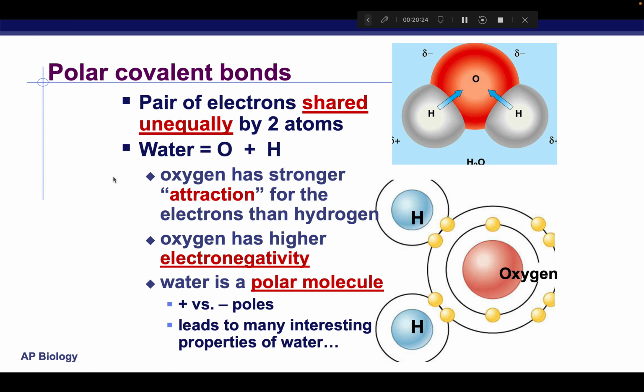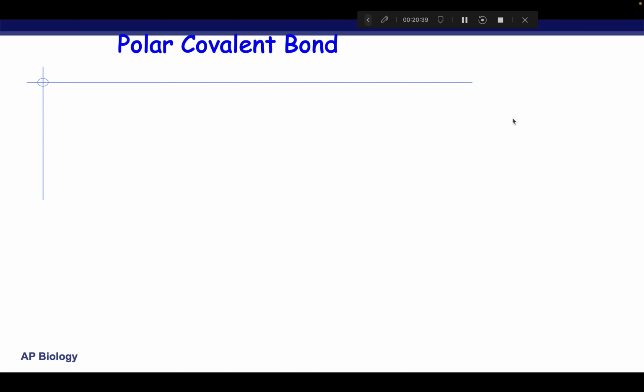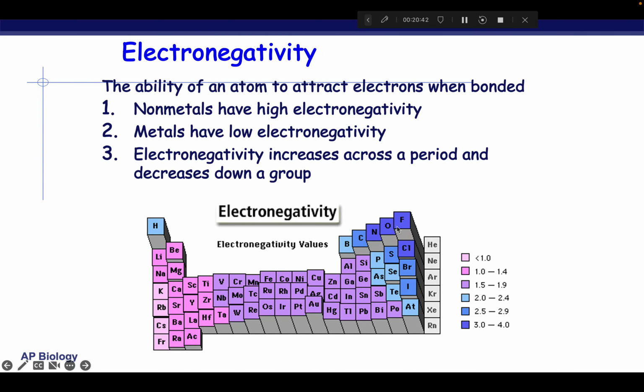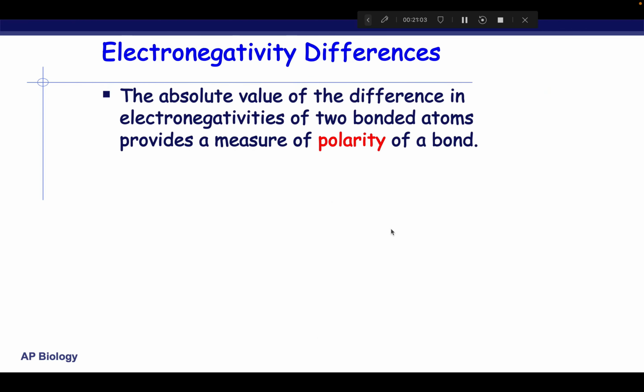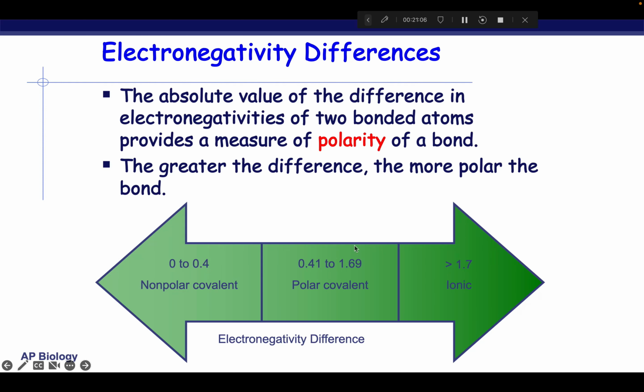So, polar covalent bonds, like we said, are formed by pairs of electrons that are shared unequally between atoms. In a water molecule, there are two hydrogen-oxygen bonds. If we look back at our table of electronegativities, oxygen is between 3 and 4. Actually, it's 3.5. And hydrogen is between 2 and 2.4. It's more of a 2. So the difference between hydrogen and oxygen is about 1.5 on the electronegativity spectrum. And according to that table we looked at, 1.5 is in the polar covalent range.